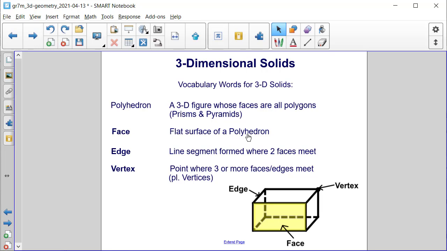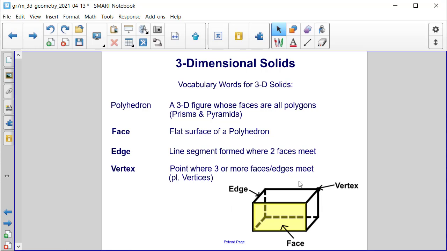But every single polyhedron is composed of faces, which is a flat surface of a polyhedron. So here's the front of this rectangular prism, and that's considered its face. The edge is a line segment formed where two faces meet. So this is an edge, this is an edge. There are edges all the way around. So you actually draw the edges whenever you're drawing a three-dimensional solid.